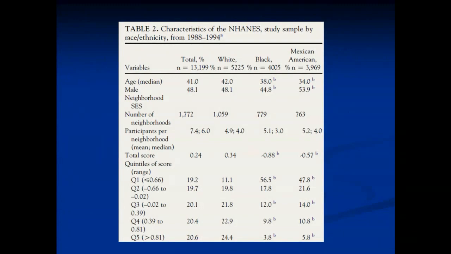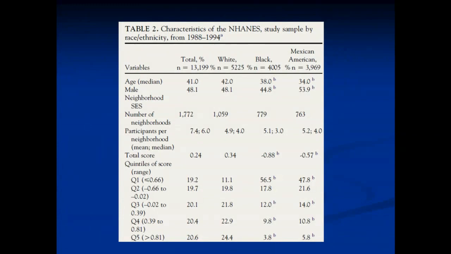So look at the title of my table, right? The characteristics of the NHANES study sample by race ethnicity. So I'm giving the information, okay? These are some of my main variables. So age, gender, neighborhood socioeconomic status. This is kind of a subtitle. The number of neighborhoods, so the number of census tracts I used, the number of participants per neighborhood, and then here I have my score. So this was my main thing.